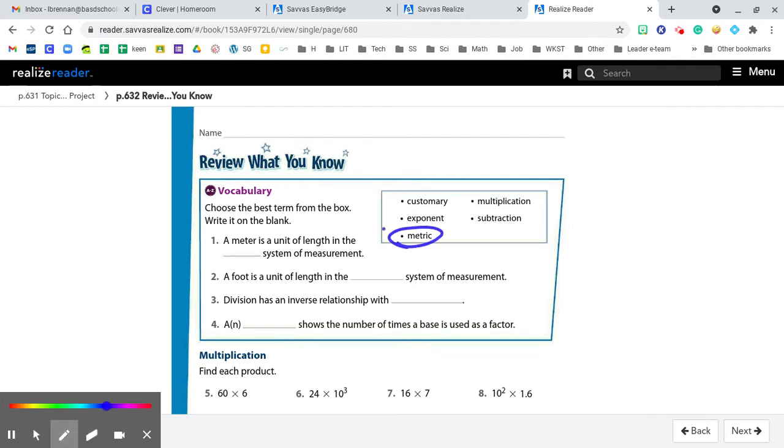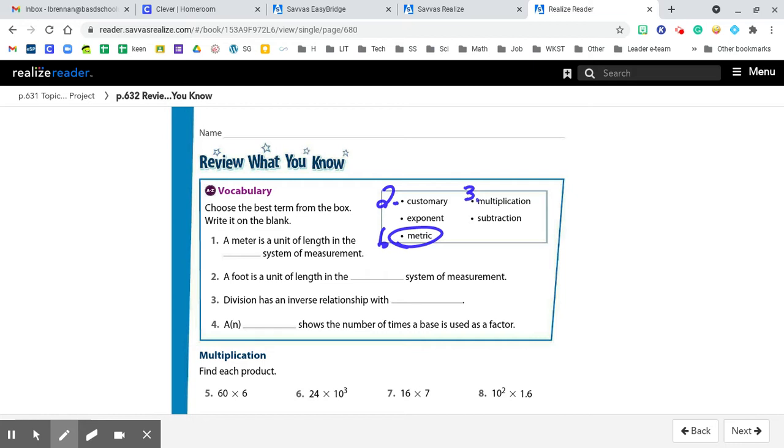So that was number one. A foot is a unit of length in, we call it, the customary system of measurement. Customary. A foot is a unit of length in the customary system. Division has an inverse relationship with multiplication. We talked about that in our multiplication and division of fractions topics.